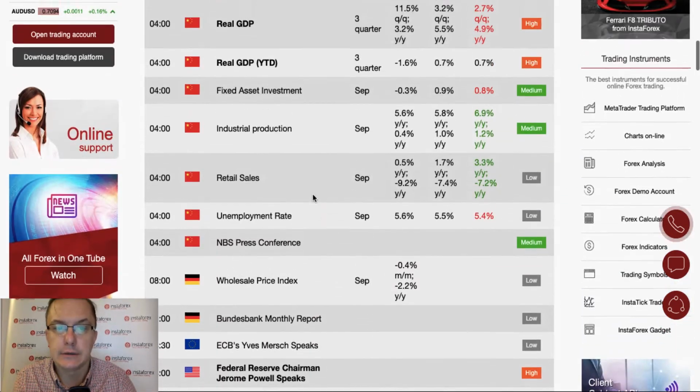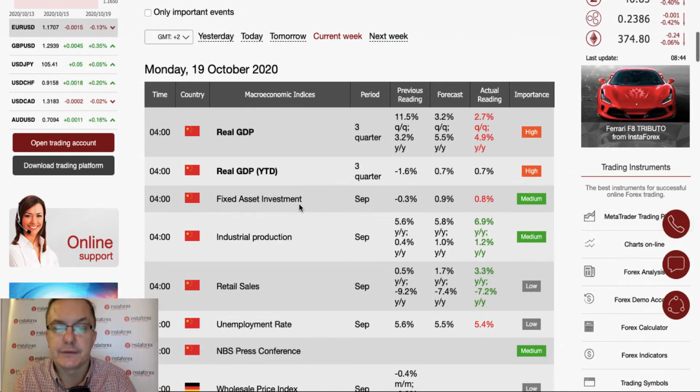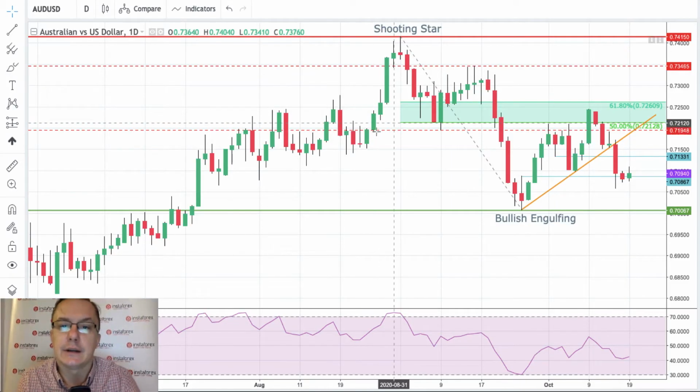I guess we should take a look at how this data from China impacted the Australian dollar and what is going on with the New Zealand dollar as well, because those markets are quite connected, right? So let's take a look at the Australian dollar.